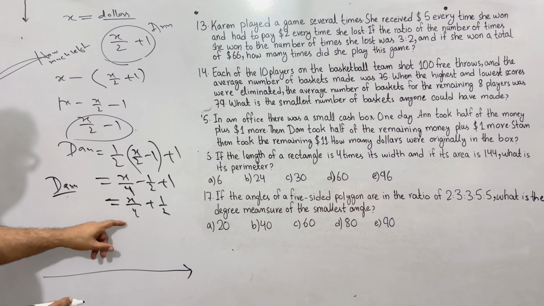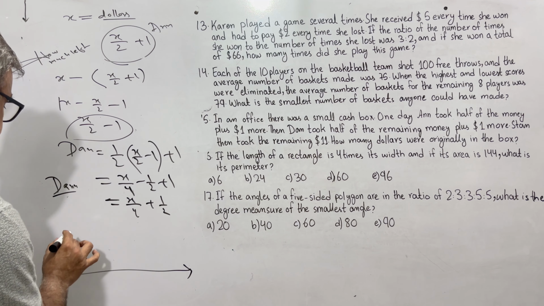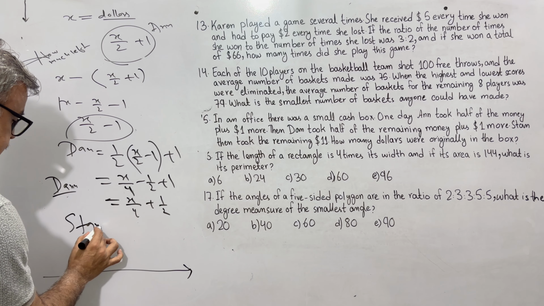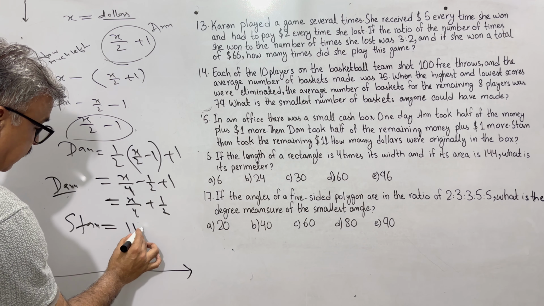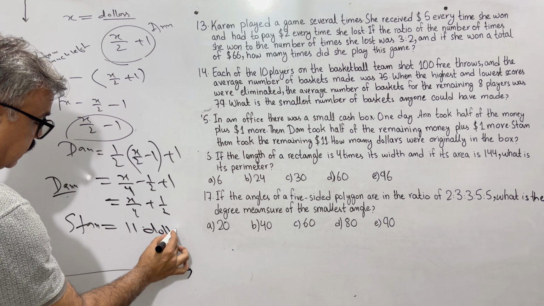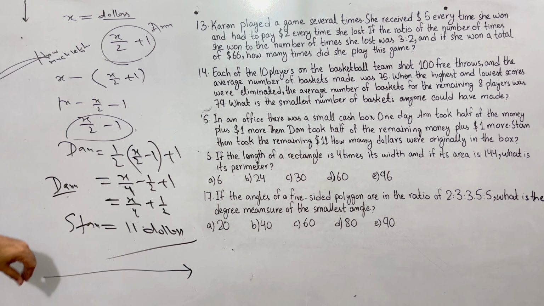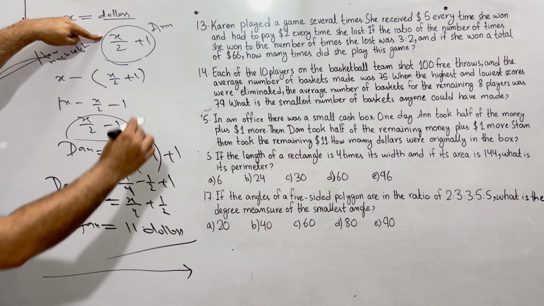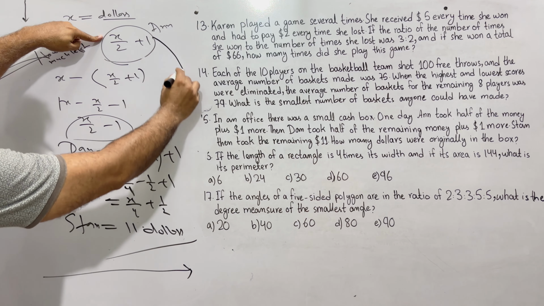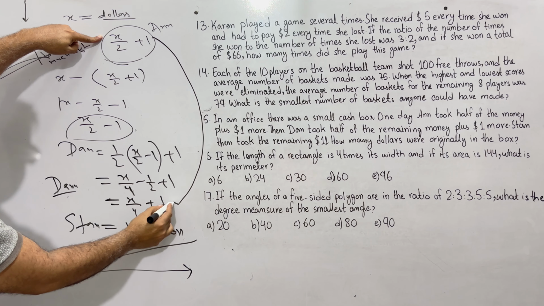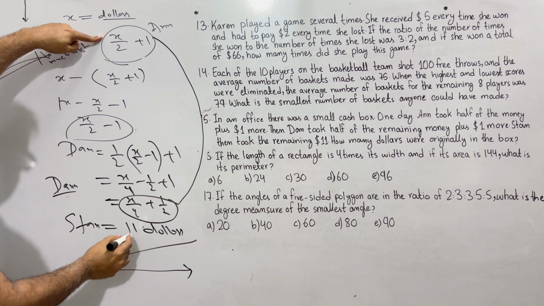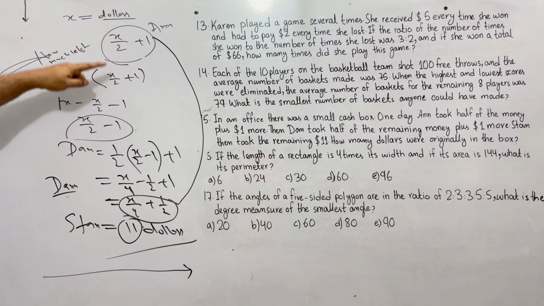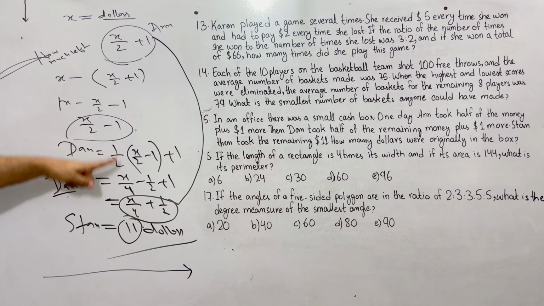Then Stan has taken the remaining $11. Now look at the withdrawals. Ann took X upon 2 plus 1. Then Dan took X upon 4 plus 1 upon 2. Then Stan took $11. That is our lump sum of the money.